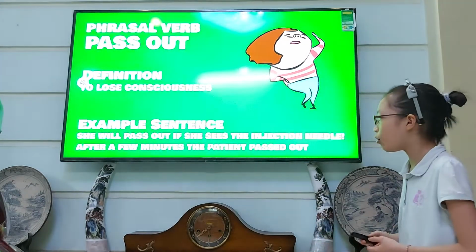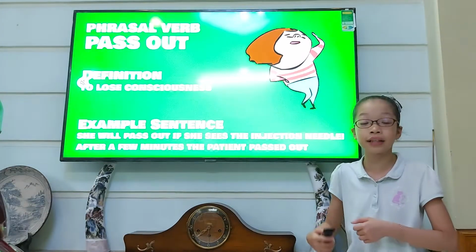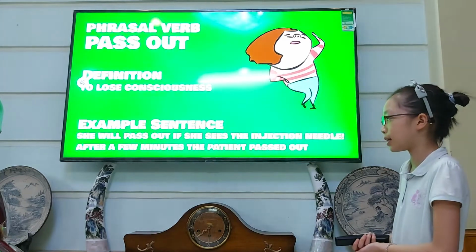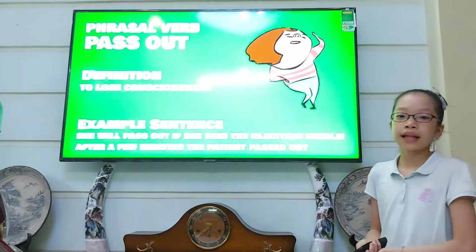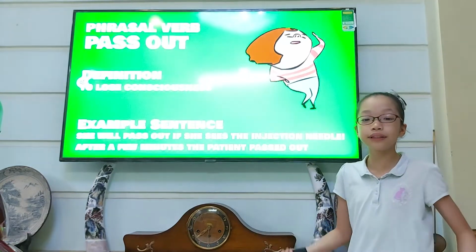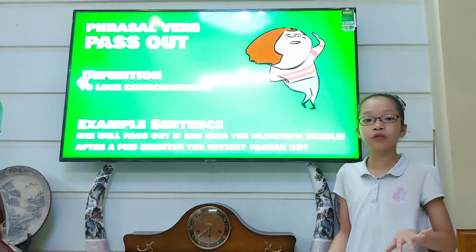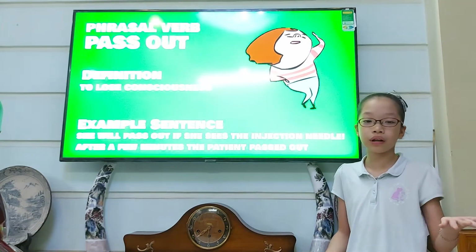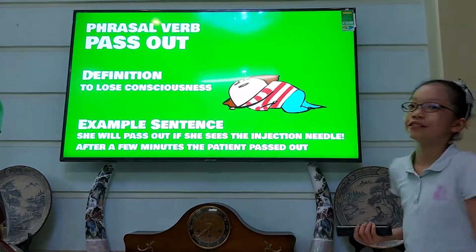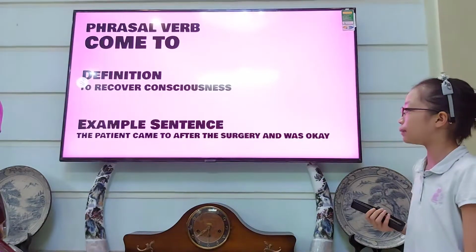She will pass out if she sees the injection needle. That means she is scared of the injection needle and she will pass out. After a few minutes, the patient passed out. That means after some kind of injection, he's too tired and he passed out. But don't worry, after a few minutes or even a few hours, he will come back. So here, she has passed out. Really funny.